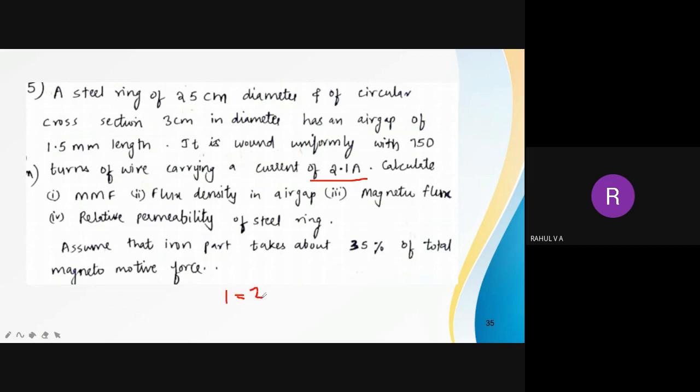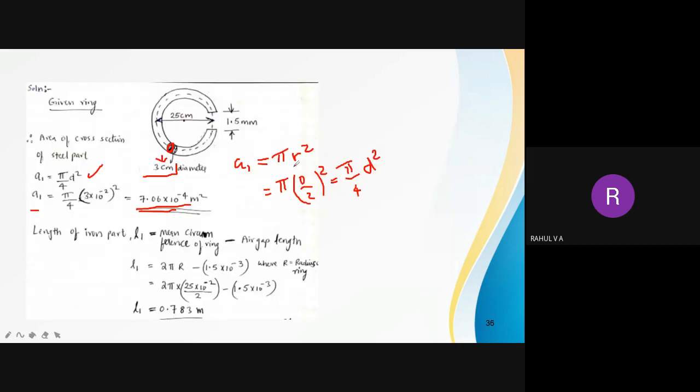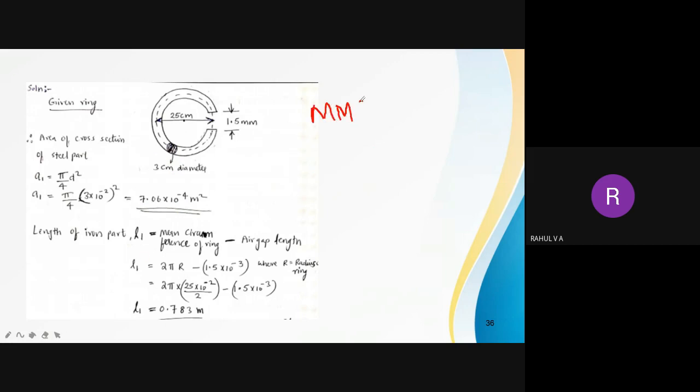Current is 2.1 ampere, and turns also they have given, 750. And what else? This LG is 1.5. This one is not required now, because we have found the area and circumference. And tell me how to find MMF. What is the equation to be used for this problem for finding MMF?